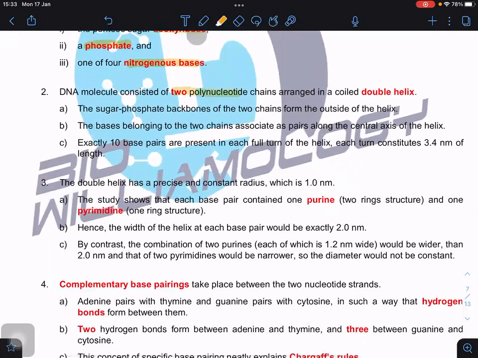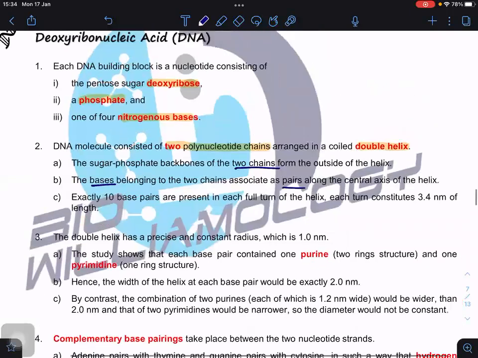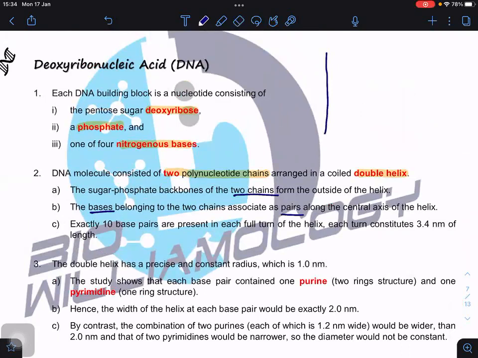So, the DNA molecule has 2 polynucleotide chains arranged in a double helix structure. It consists of 2 chains, guys. From the outside of the helix, the bases belonging to the 2 chains are associated as a pair along the central axis of the helix. So it's something like a ladder. Try to imagine, guys: we have one strand like this, and then you have nitrogenous bases, and then we have another strand, and the nitrogenous bases pair up, forming the double helix.